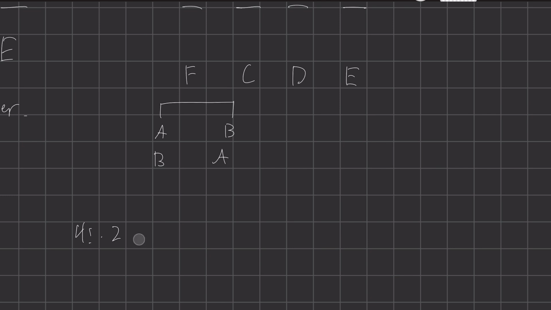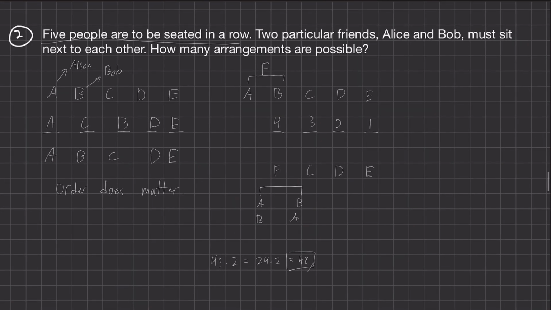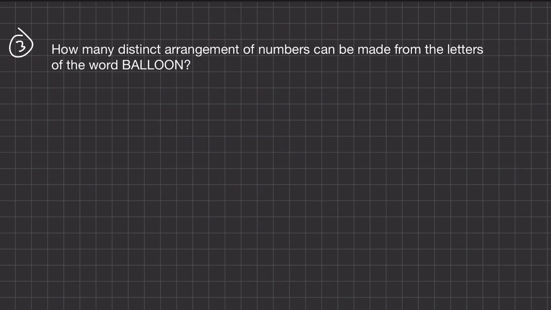And 4 factorial is equal to 24, and 24 times 2 is equal to 48. So that would mean that for this question, there are 48 different arrangements possible, and that would be your final solution. Alright, so here is the third problem. It's asking, how many distinct arrangements can be made from the letters of the word balloon?